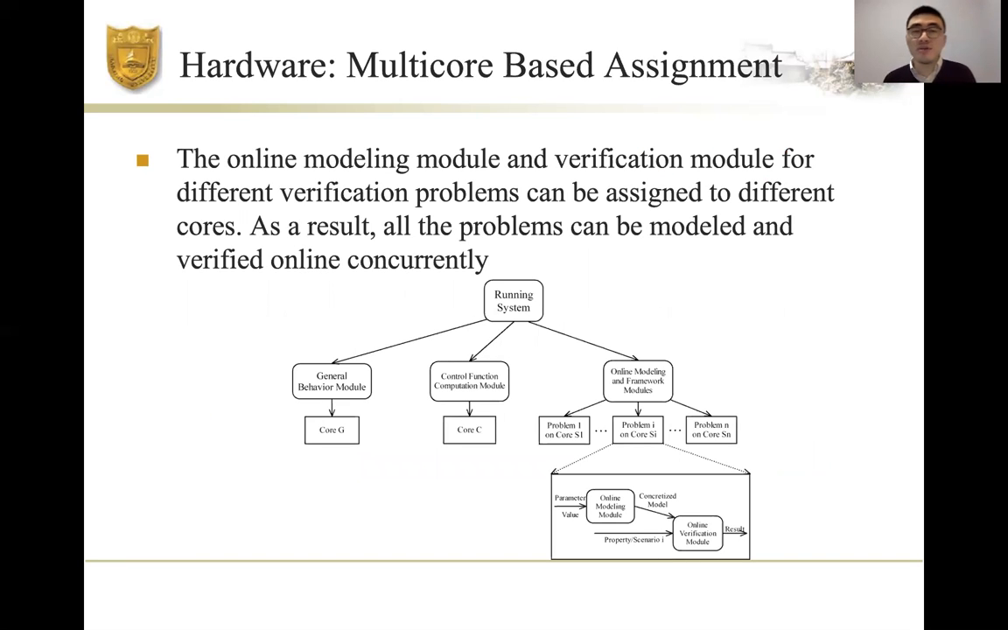The first way we solve it is by hardware. We do multi-core assignments, basically for the running system. For the general behavior module, we put it in one core. For the control function computation module, we put it in another core. And for the online modeling and verification modules, we put the different problems in different cores. For each core, the online module just gets the values, puts them in the corresponding scenario model to generate a new model, does the checking and returns the result. That's a very straightforward idea, right? We're just using multi-core to do it.